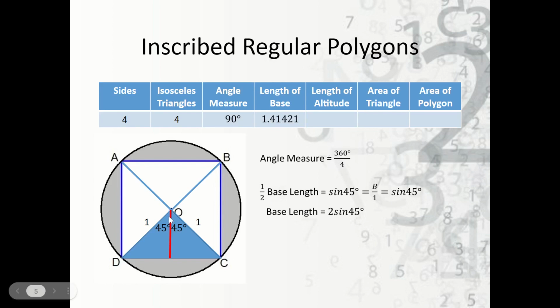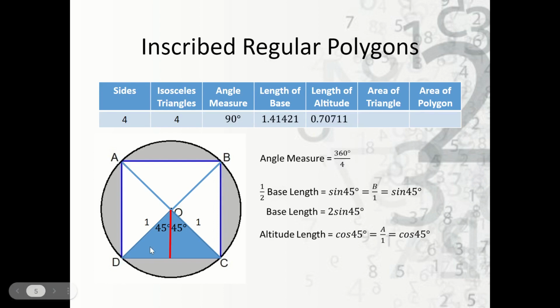Now we need to find this side length. Well, we should notice this is 45 degrees, and this is 1. So we need this side, which is the adjacent side. So we can use cosine to find that. So cosine of 45 degrees is equal to a over 1. And remember, anything divided by 1 is just itself. So we just end up with cosine of 45 degrees. And when we plug that into our calculator, we end up with 0.70711.